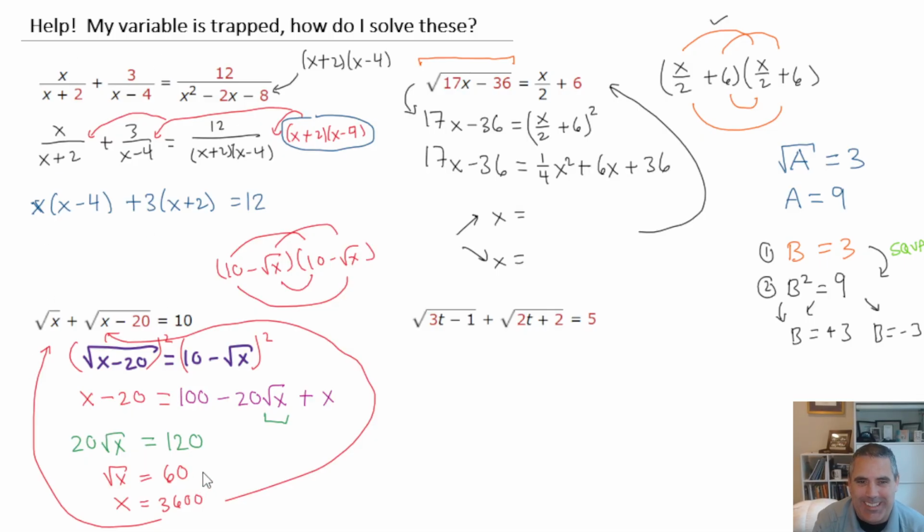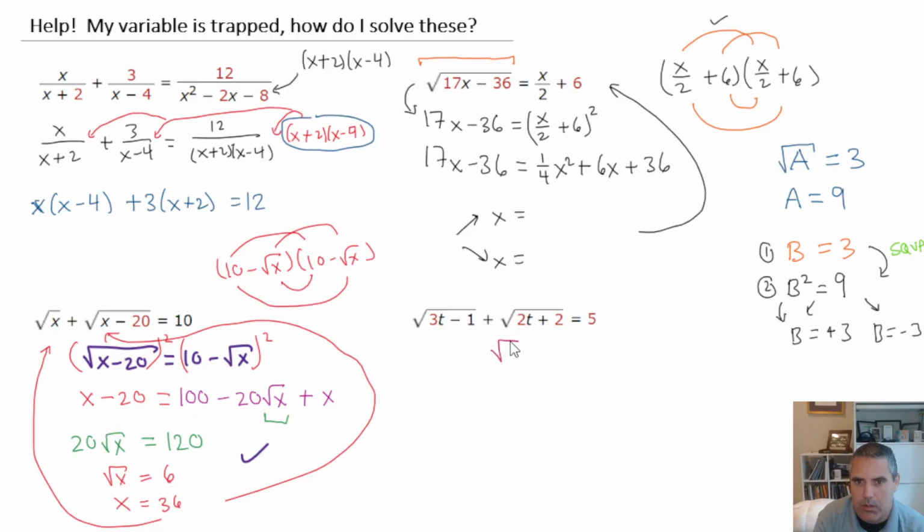That's a good thing I checked, because it doesn't work. So 120 divided by this is 6. This means 36. That sounds better. Square root of 36 is 6. Square root of 16 is 4. Success.